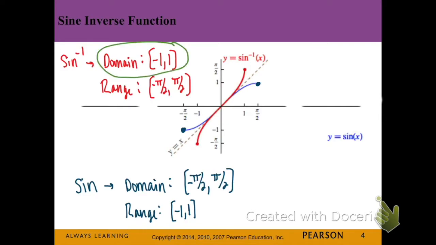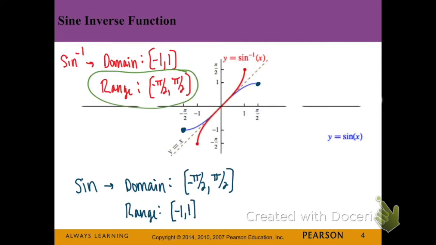The domain of my sine inverse function tells me the only numbers that I can plug in to sine inverse will be between -1 and 1. So if you're asked to find sine inverse of 5, you can't do that. It's not defined because 5 is not in the domain.